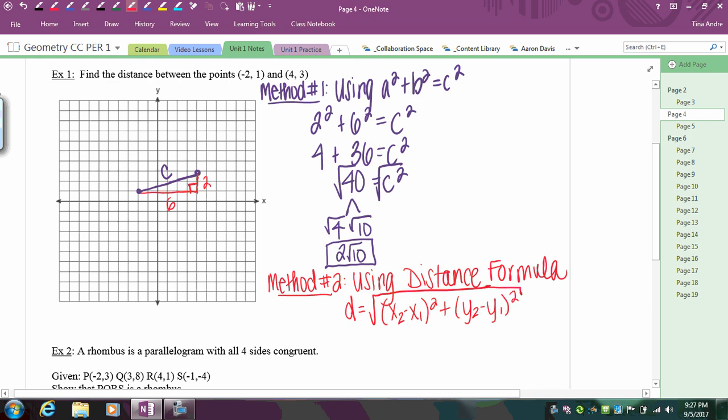So essentially what it is, it's the change in x's squared plus the change in y's squared, all under the square root. This comes from the Pythagorean theorem, because the change in x's, when you subtract the x's, really what you're doing is finding that horizontal change. And then when you subtract the y values, you're finding the vertical change. So that's that y value that we found, or this vertical leg.